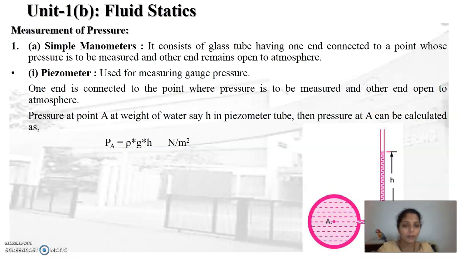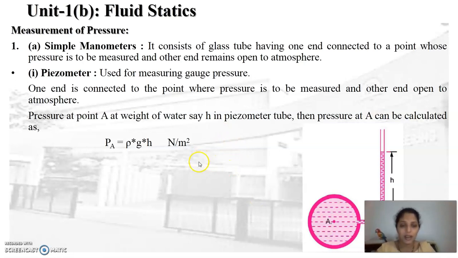So this piezometer is connected at point A and the other end is kept open to the atmosphere. The rise of liquid level in the vertical column we can measure in terms of pressure head. This pressure head we can use to determine the pressure at point A, and here we can determine the pressure at A as rho g h as per the hydrostatic law. Here rho is the mass density of the fluid inside the pipe, g is the acceleration due to gravity, and h is the pressure head.